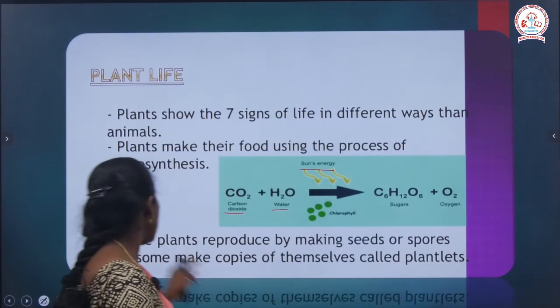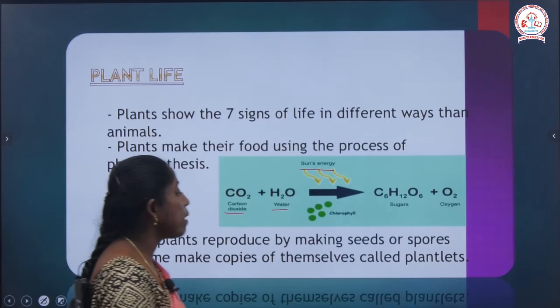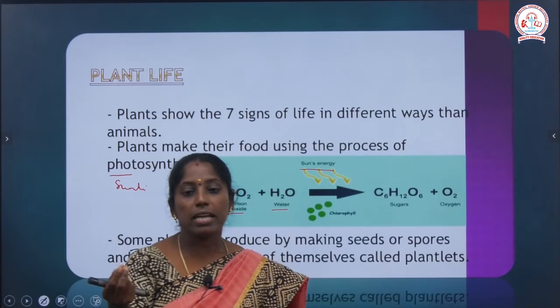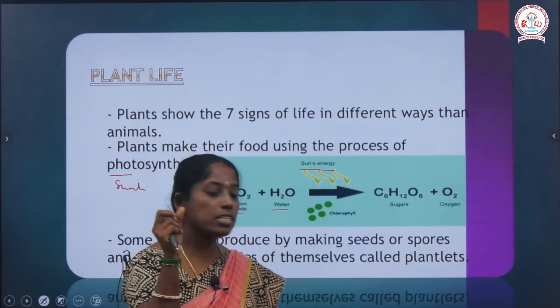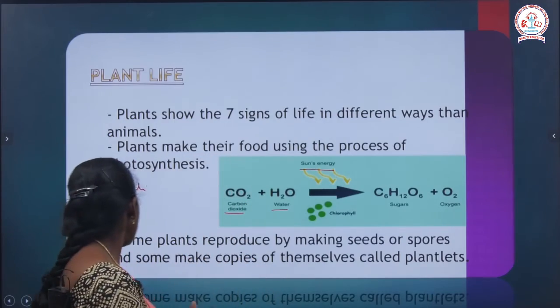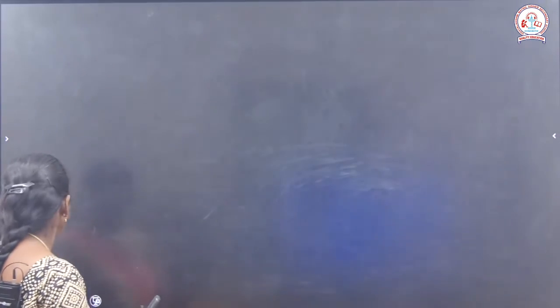So, some plants reproduce by making seeds. Seeds, nuts, spores, they will say small things like that. Okay, by that they reproduce.